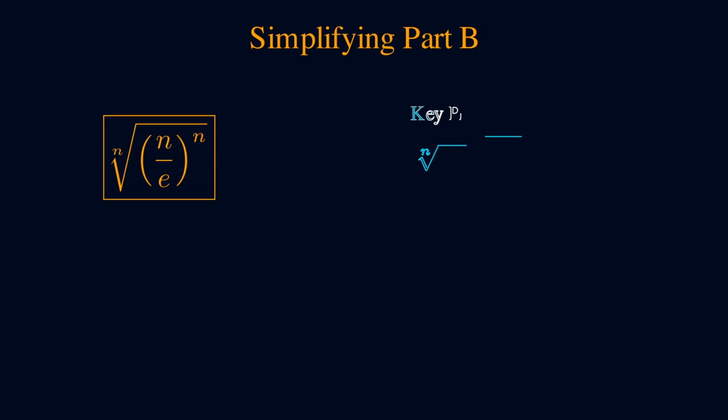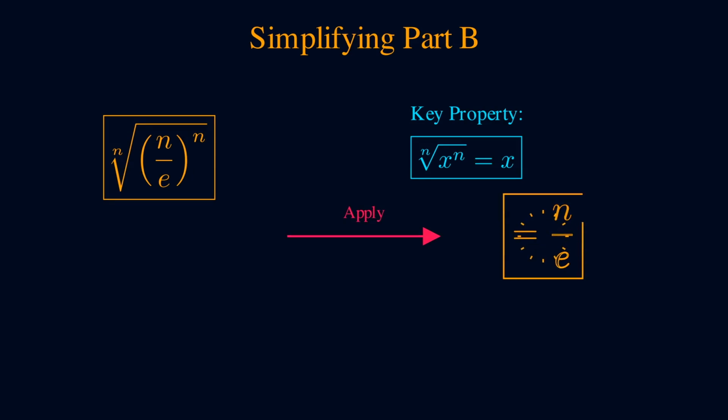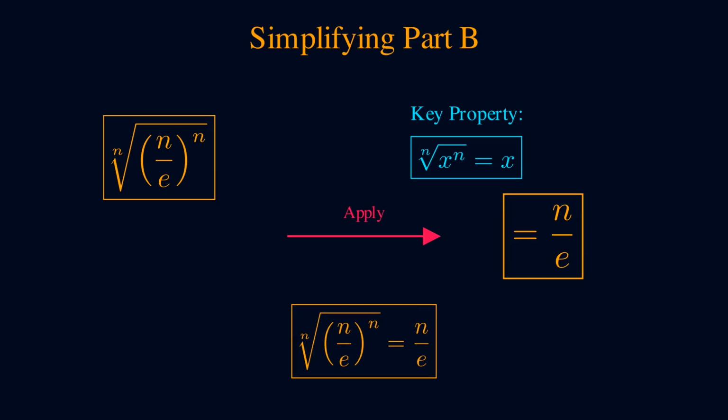Now for part B, the nth root of n over e, raised to the nth power. Here's a key property, the nth root of x to the nth power simply equals x. The root and the power cancel each other perfectly. Therefore, part B simplifies directly to n over e.